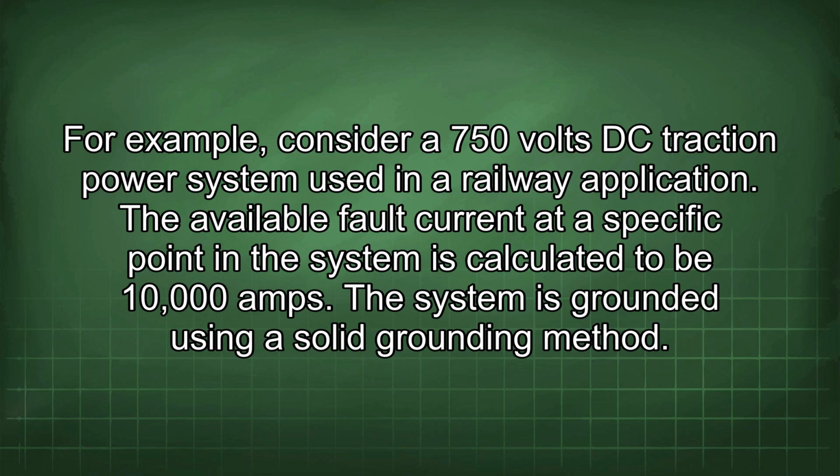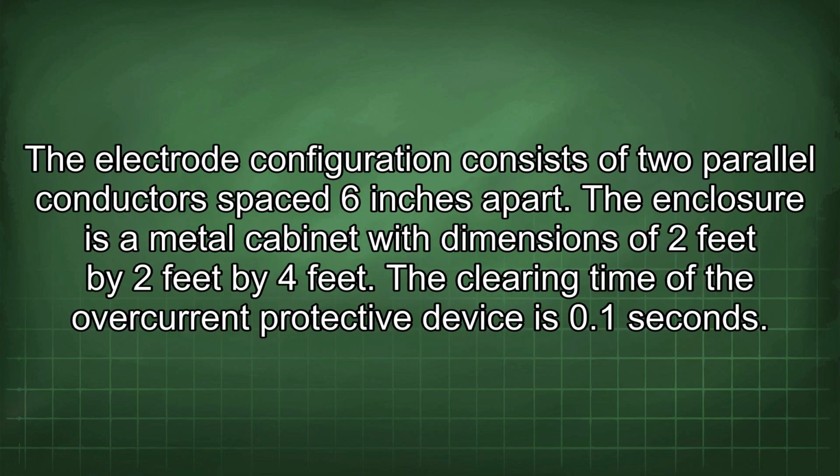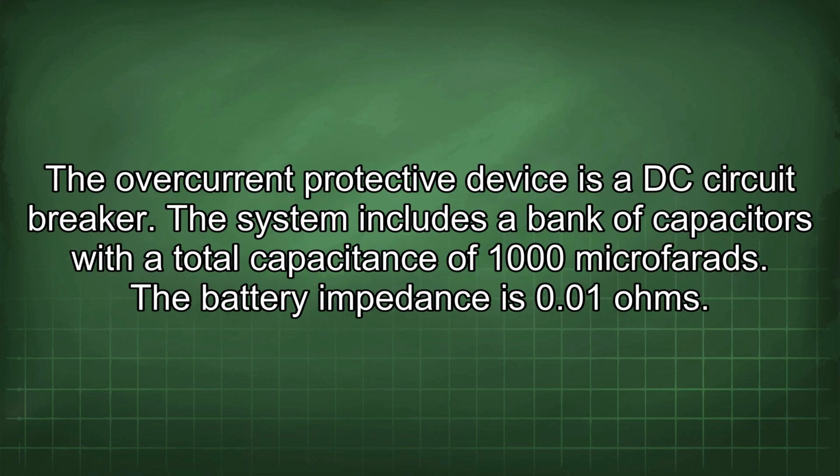The system is grounded using a solid grounding method. The electrode configuration consists of two parallel conductors spaced 6 inches apart. The enclosure is a metal cabinet with dimensions of 2 feet by 2 feet by 4 feet. The clearing time of the overcurrent protective device is 0.1 seconds. The overcurrent protective device is a DC circuit breaker.